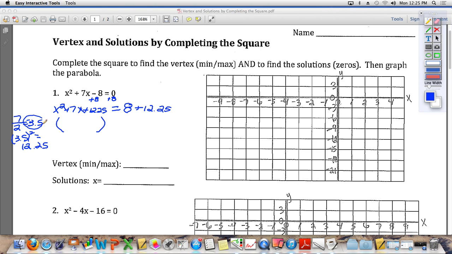Remember this 3.5 is what goes in the parentheses. So we have x plus 3.5 quantity squared is equal to those two numbers added together. So 8 plus 12.25 is 20.25. Tell me the vertex. Minimum or maximum? The minimum. They're all going to be minimums. They all have low points, not high points. Your vertex is going to be negative 3.5, comma, negative 20.25.